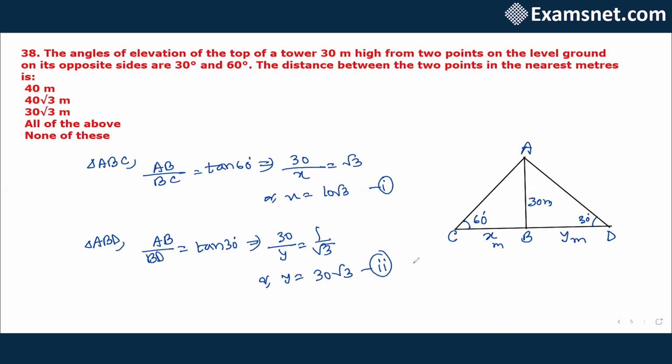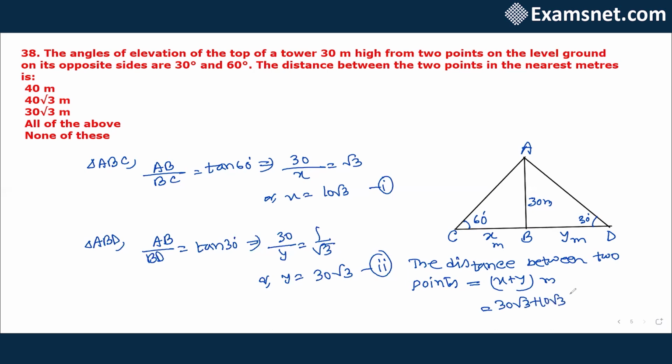So the distance between the 2 points is x plus y meter. Let's put all those values. 30 √3 plus 10 √3 will give us 40 √3 meter. So here the second option is the correct one.